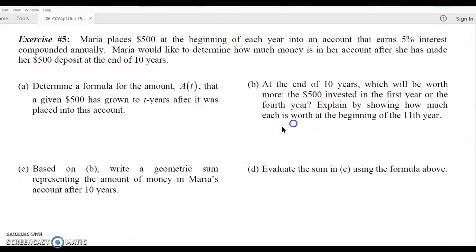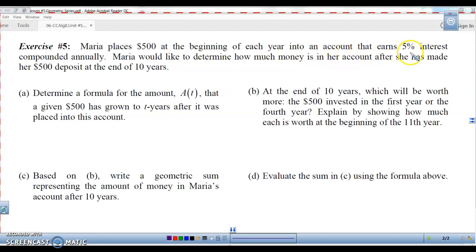Maria places $500 at the beginning of each year into an account that earns 5% interest compounded annually. Maria would like to determine how much money is in her account after she made her $500 deposit at the end of 10 years. Okay, so let's determine a formula for the amount, A of t, that a given $500 has grown to t years after it's placed in this account.